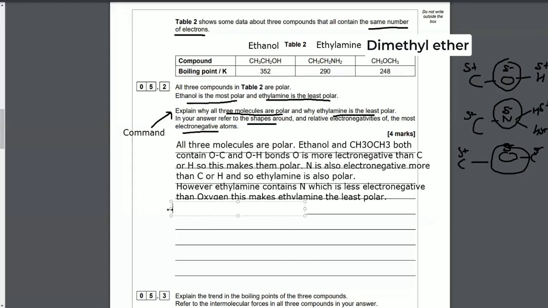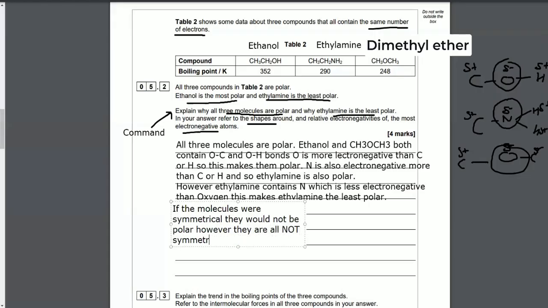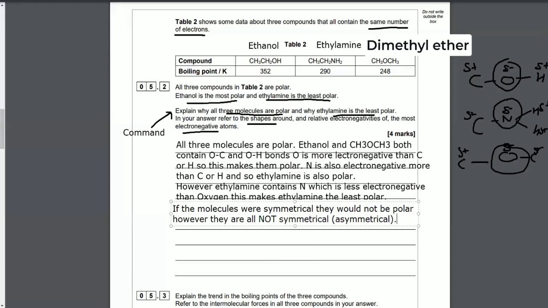the shapes, because if the molecules were symmetrical, they would not be polar. However, they are all not symmetrical. Now, you might say, why are you saying they're not symmetrical? Just use this word, but you might be in the exam and you might forget this word, asymmetry or asymmetrical. They are all asymmetrical, which means they're not symmetrical molecules. We now lead into discussing their shapes.